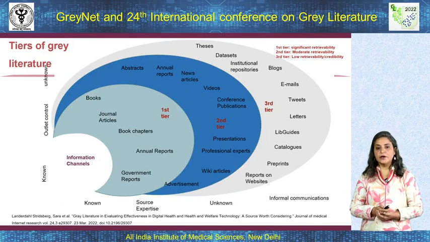Books, journals, book chapters are easily discoverable. The second tier, which is of moderate retrievability, constitutes your conference reports, presentations, Wikipedia articles, and the third tier constitutes theses, data sets, institutional repositories, and the informal forms of communication. Those are the emails, tweets, letters, LibGuides, catalogs, preprints, reports, and reports on websites. They constitute low retrievability and many a time less credibility.